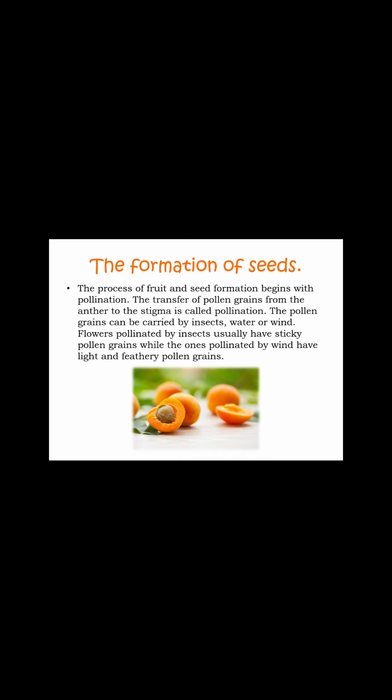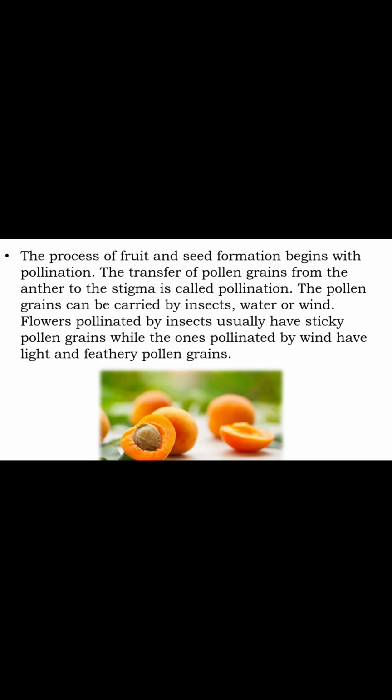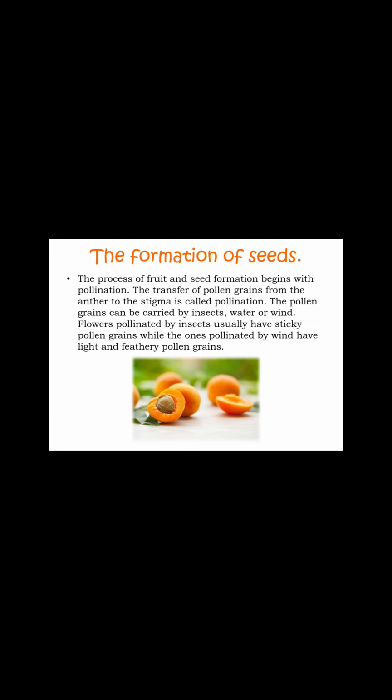The formation of seeds. The process of fruit and seed formation begins with pollination. The transfer of pollen grains from the anther to the stigma is called pollination. The pollen grains can be carried by insects, water or wind. Flowers pollinated by insects usually have sticky pollen grains, while the ones pollinated by wind have light and feathery pollen grains.